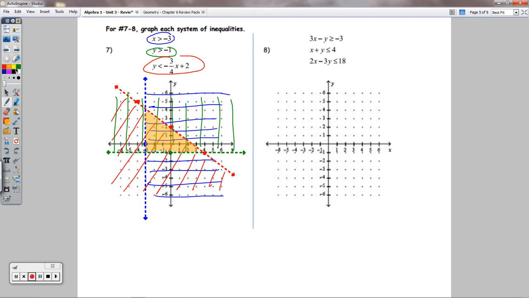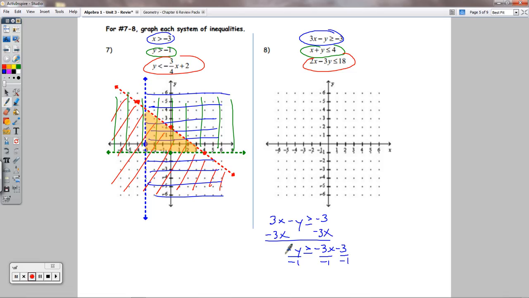For this other one, for number 8, it looks like they are not in slope-intercept form to start. So I'll do the blue, green, and red thing again. But I'll solve these separately for y in each case. So this first one, 3x minus y greater than or equal to negative 3. You could subtract 3x, and then you can divide by negative 1 or just change all the signs. But if you divide by a negative, you have to flip the sign here. So this would be y is now less than or equal to 3x plus 3. Negative divided by negative makes a positive.